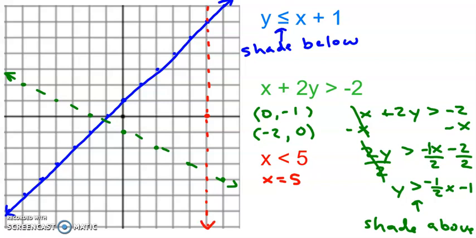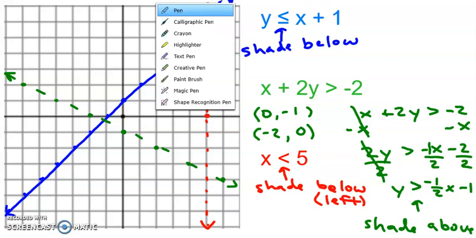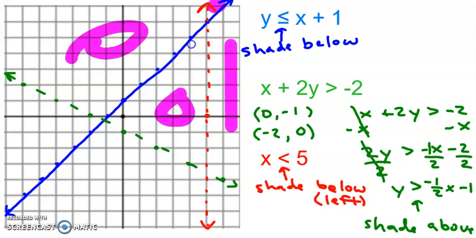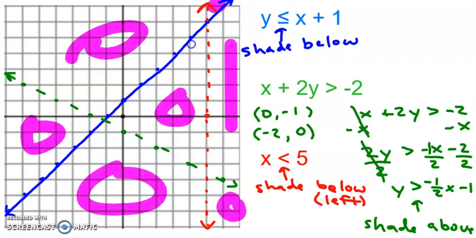But it's less than 5, so in that case, I need to shade below, because smaller numbers on our x-axis are to the left. So it's really shade to the left. All right, now I've got my 3 inequalities. I see a few different sections of my graph where my solution could be. It could be in here, this little piece here, here, here, here, here, or here. So I've got some different options.